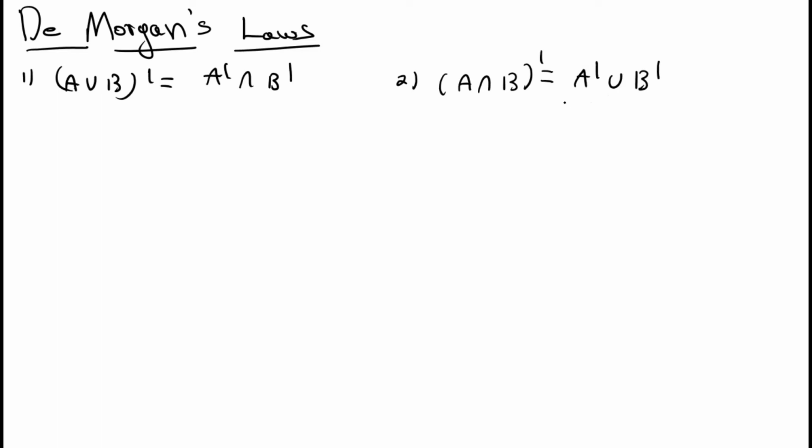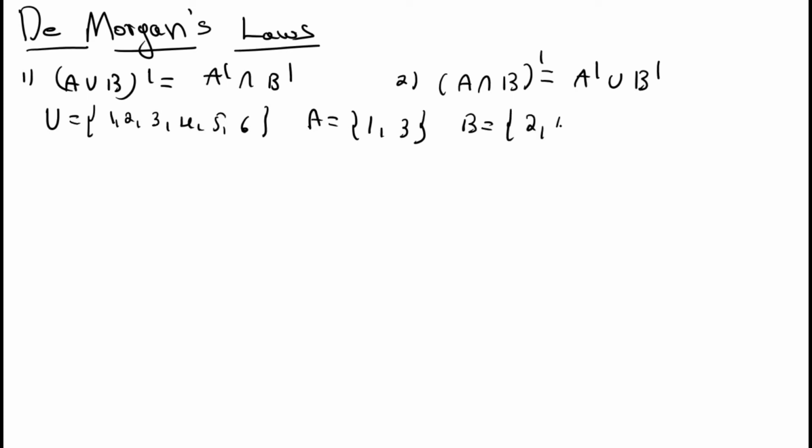In the examination they will give a question like this: universal set U is equal to {1, 2, 3, 4, 5, 6}, and set A is equal to {1, 3}, set B is equal to {2, 4, 6}. Okay, the question is verify (A union B) whole dash is equal to A dash intersection B dash. Like this only they will give the question.